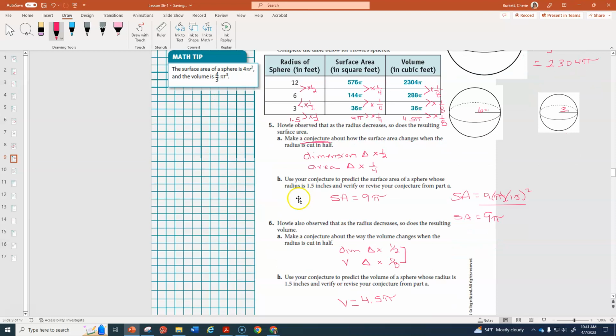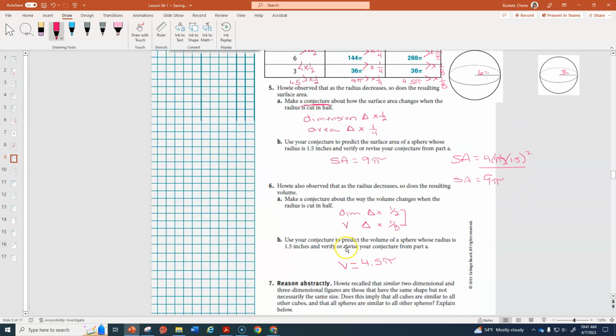I believe the same thing happened over here. We had a dimension change of 1/2. That was the dimension change. The area change was 1/4. If you take 1/2 and square it, you get 1/4. This one was 1/8. If you take the dimension change of 1/2 and you cube it, 1/2 times 1/2 times 1/2, you get a change of 1/8.